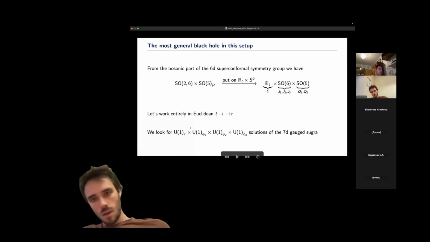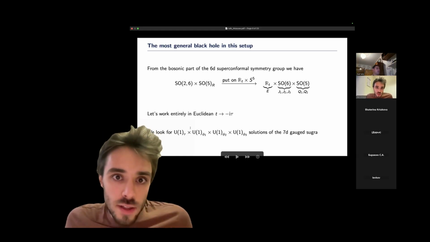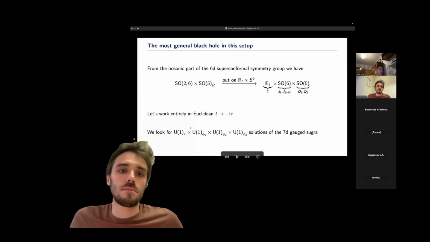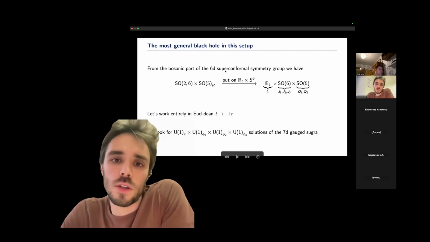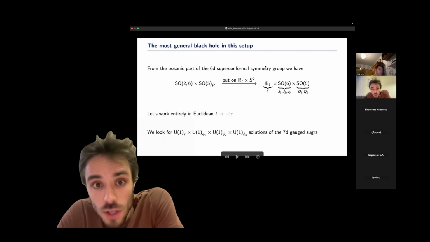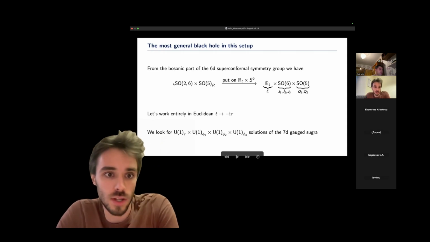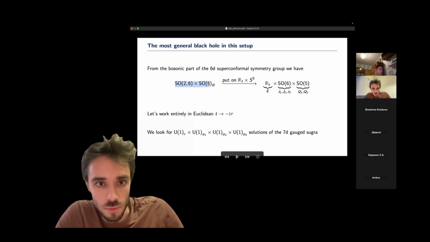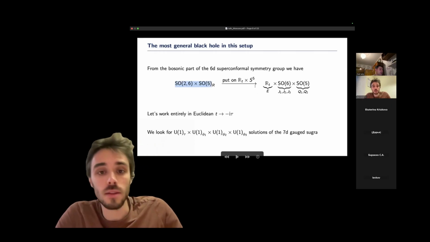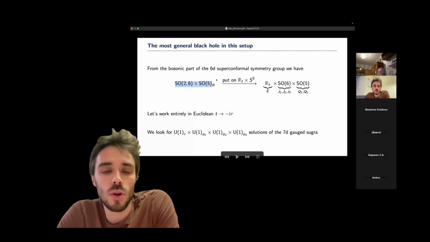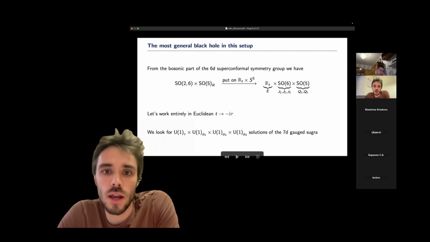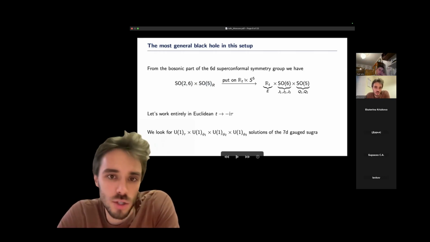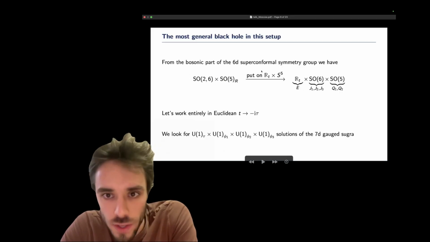Now, you might ask, what is the most general black hole that you can construct in this setup? Well, let's take the bosonic part of the superconformal symmetry group of the 6D theory. Okay, so that's the superconformal symmetry group, its bosonic part. And now I'm going to take this theory and put it on the real line times S5. I just like this background. I put my field theory here.